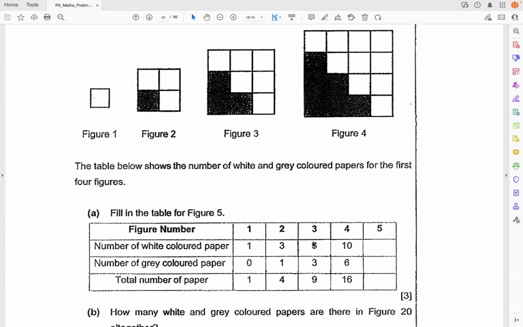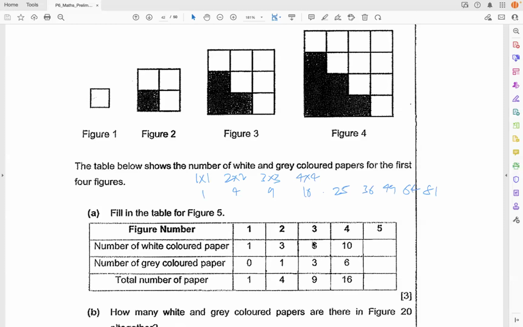So what's a square number pattern? It'll be like this: 1 times 1, 2 times 2, 3 times 3, 4 times 4, and so on, right? So you can have 25, 36, 49, 64, 81. These are square numbers. Once you see numbers like this, you must be very quick to identify that they are square numbers.